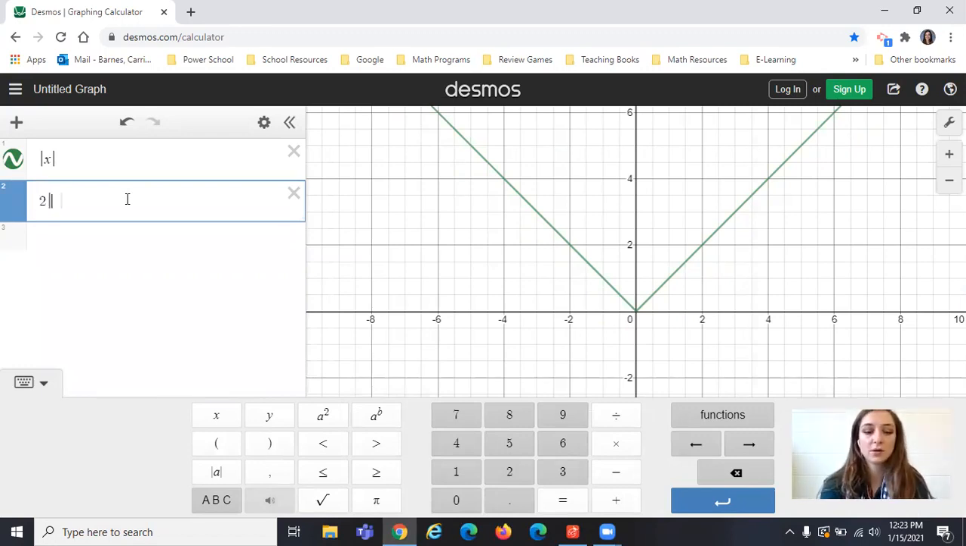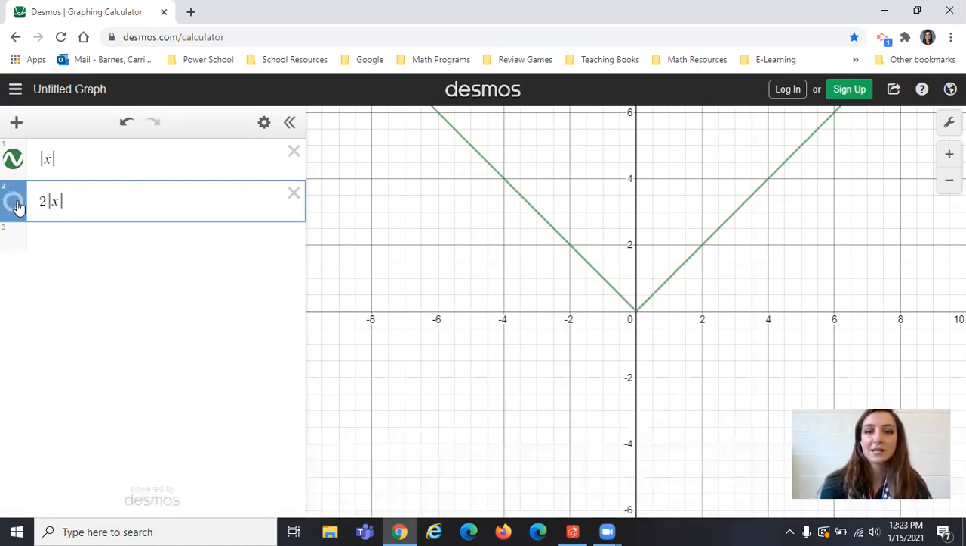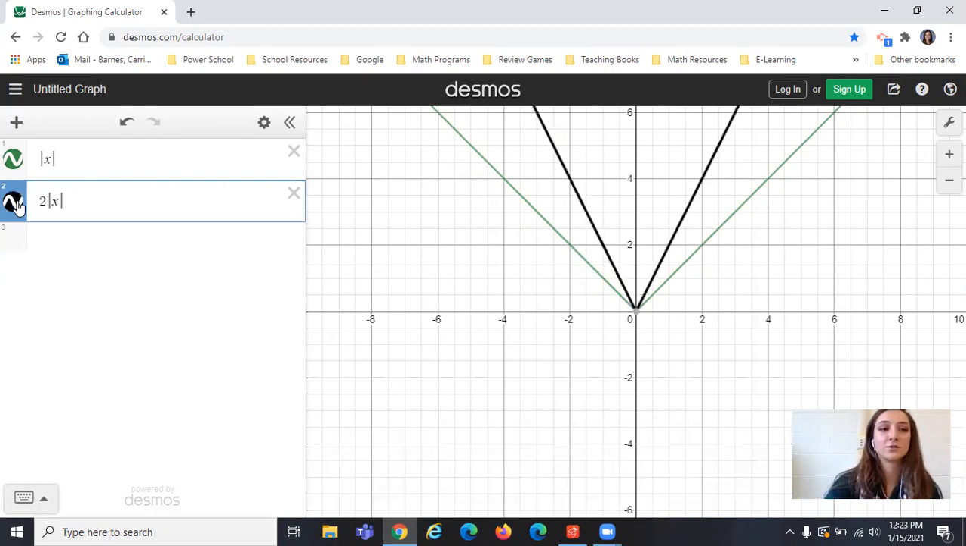So I'm going to do 2 absolute value of x, okay? And you can see the function went from here to here. Okay, so it's like it's stretching upwards. This is the vertical stretch. See how it's stretching? Use your arms. You have to stretch by a factor of 2.